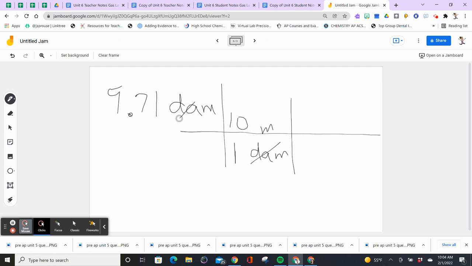Now that gives me meters, but I don't want meters, I want decimeters, so I'm going to put meters on the bottom, and I'm going to put decimeters on the top. I ask myself, which unit is bigger, a meter or a decimeter? A meter is bigger, so it gets the 1. A decimeter is 10 times smaller than a meter, so my 10 goes there. So 9.71 times 10 and times 10. So it's basically the same as multiplying by 100. So that's going to be 971 decimeters.